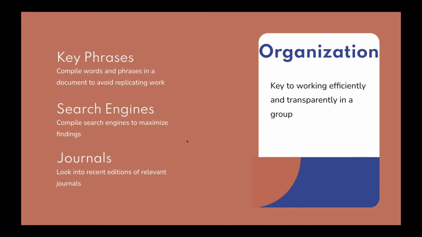Same thing for search engines, to compile a list of search engines to maximize your findings. Some people like Google Scholar. Some people want to use the Penn libraries. I'm a Penn libraries girl. Some people just do a Google search or want to go through more of an academic journal, depending on what you're researching, JSTOR, Web of Science, whatever. So compile like, these are the phrases I used, this is the search engine I used, or this is the journal that I pulled from.